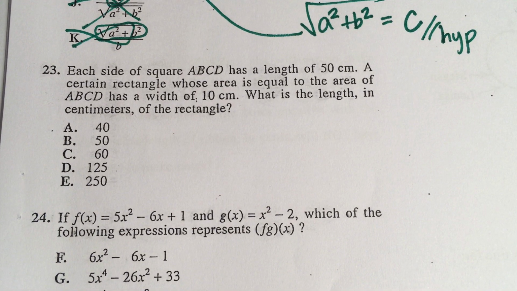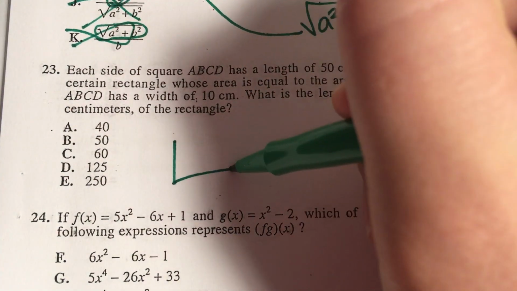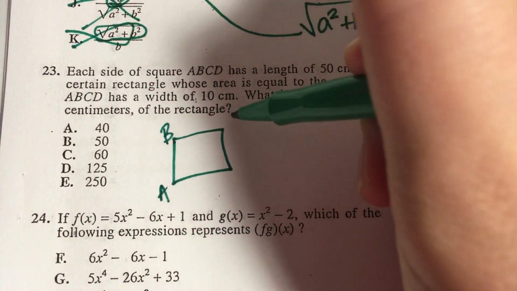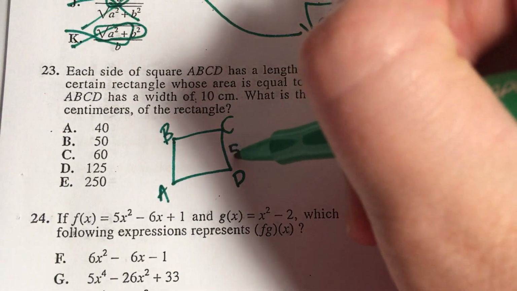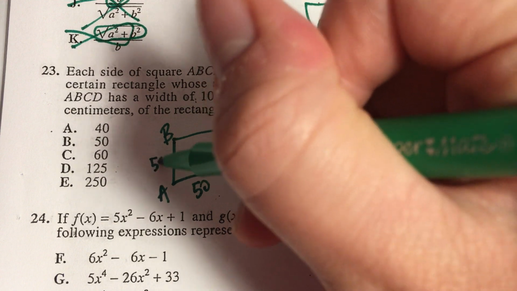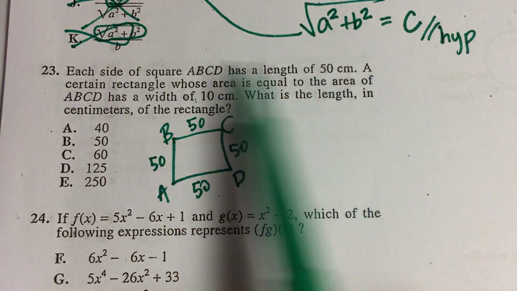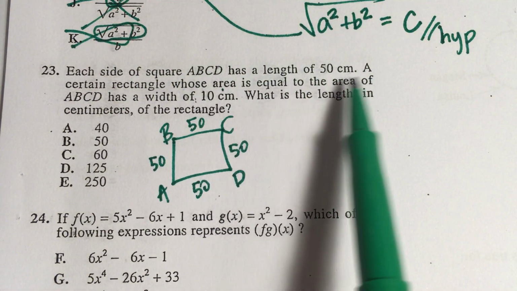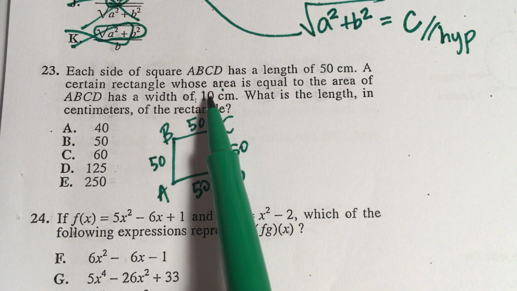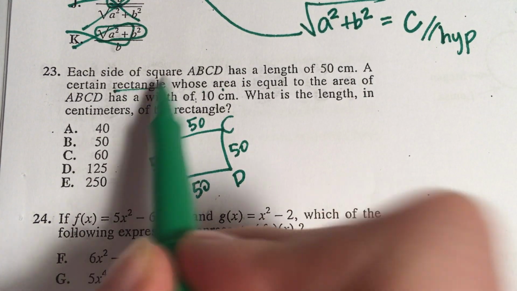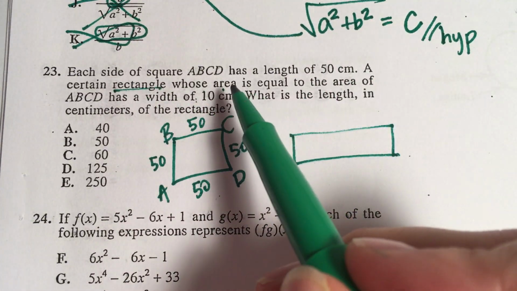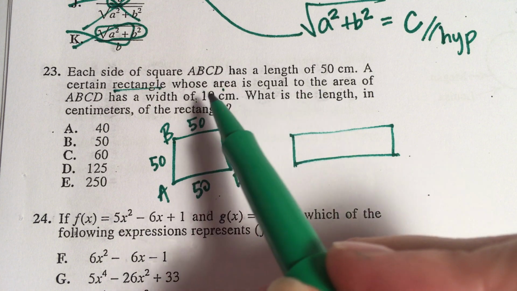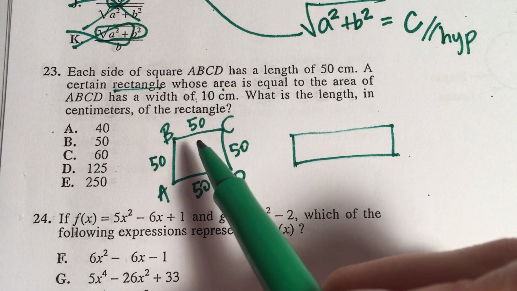All right, for 23, it says each side of a square A, B, C, D. So immediately I'm drawing a square A, B, C, D. It has a length of 50 centimeters. So each side's 50. It says a certain rectangle whose area is equal to the area of ABCD has a width of 10. So they told me there's another rectangle, and it has the same area. So I need to know what the area of this is, and then I'll know what that is.